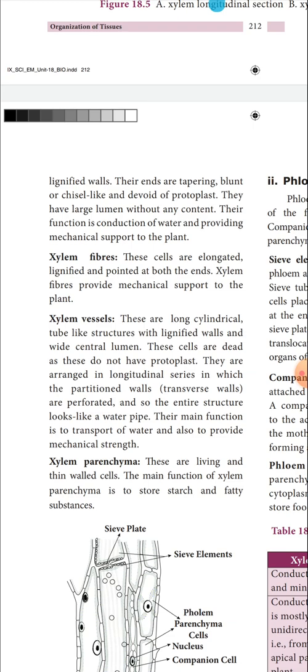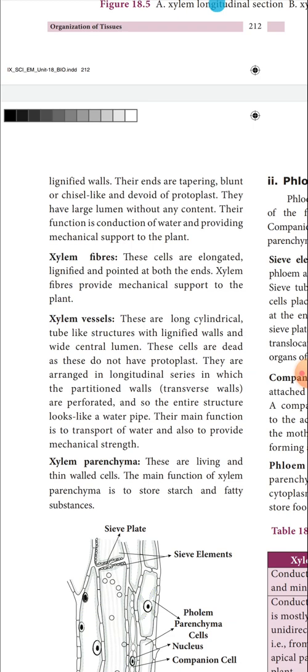Then inside, like tracheids, it also has a broader, wider lumen inside the tube, and these are dead cells. Actually in xylem only xylem parenchyma is the living cells. The other three, xylem vessels, tracheids, fibers, all three are dead cells. And they are arranged in longitudinal series. That means it is arranged one above the other as a longitudinal series.